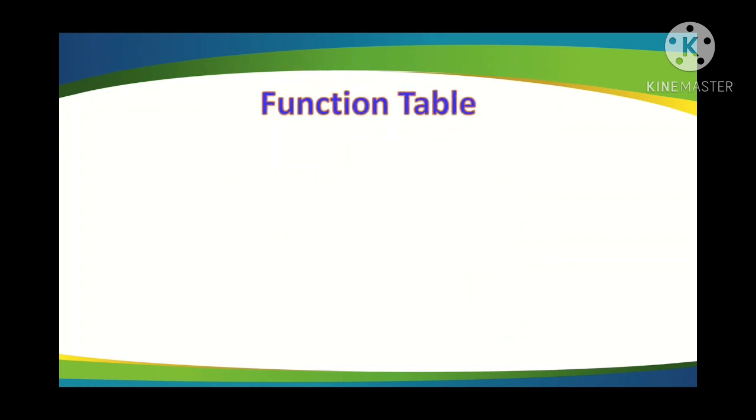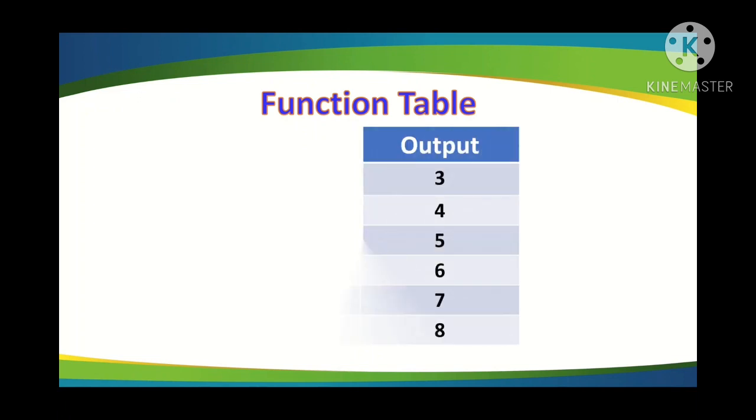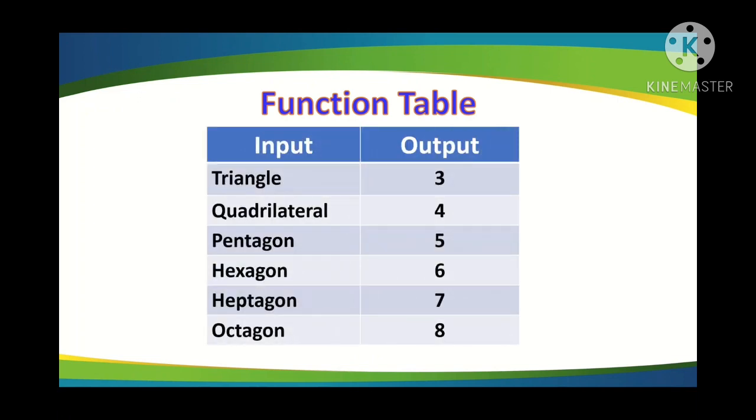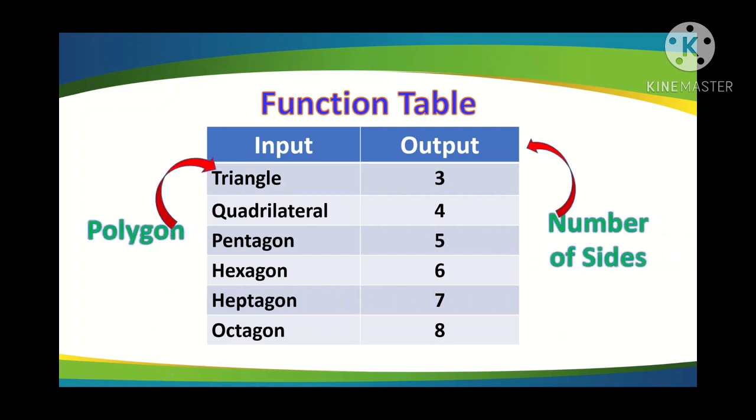We can also make a function table. It normally has two columns, one on the left for the input values and one on the right for the corresponding output values. For example, let's say the input set is the list of common polygons and the output set is the number of sides. This function simply relates the name of the polygon to its number of sides. The input set, that is our domain, or X, and the output set, that is our range, or Y.